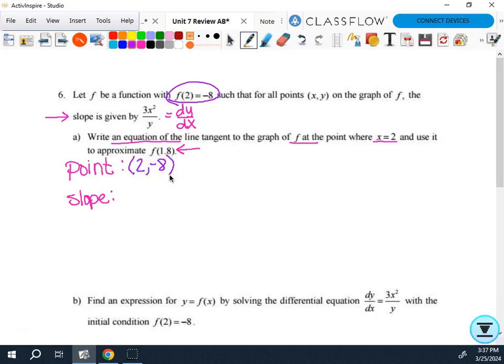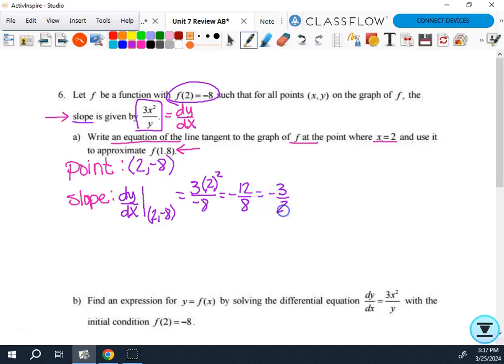Okay. Slope, that means I want dy/dx evaluated at (2, -8). And this is my dy/dx. I knew it was a derivative because it told me it was my slope, basically. And then I'm going to substitute this in. 3 times 2 squared divided by negative 8. That's going to give me negative 12 over 8, which then gives me negative 3 halves.